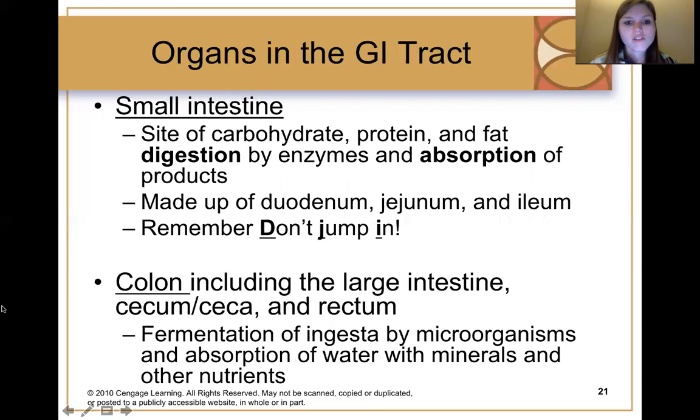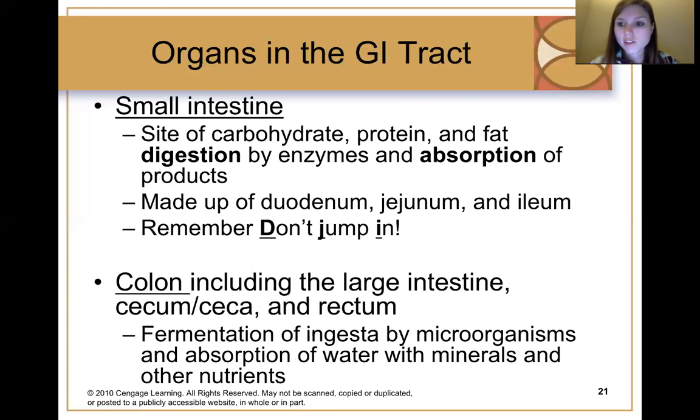So moving on to the small intestine. The small intestine is the site of carbohydrate, protein, and fat digestion. And those are digested by enzymes like we already talked about. And then the products of that digestion are absorbed in the small intestine. The small intestine is actually divided into 3 separate sections. These sections are called the duodenum, the jejunum, and the ileum.